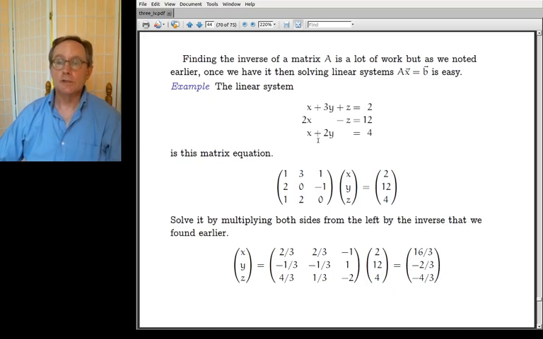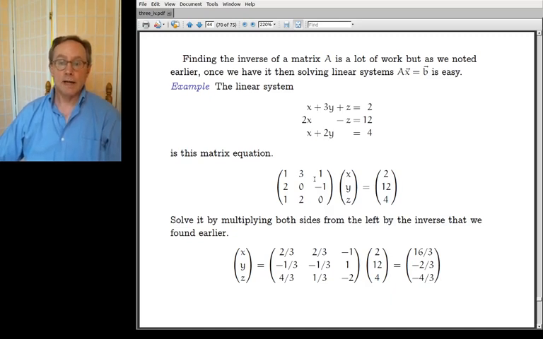So here's a linear system. Do you recognize that matrix of coefficients? It's the one from the prior slide. Here's a linear system, and I wrote 2, 12, 4. I just made up three numbers and put them over there for the constants. It gives this matrix equation, again using the matrix that we found the inverse of in the prior slide.